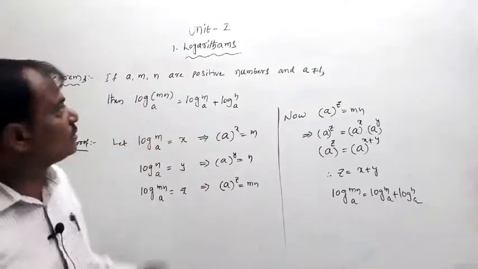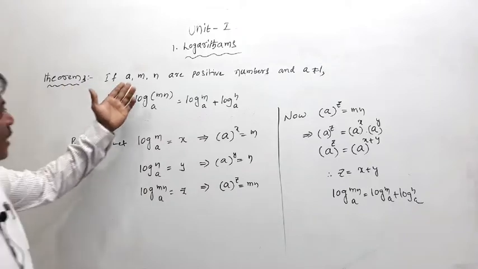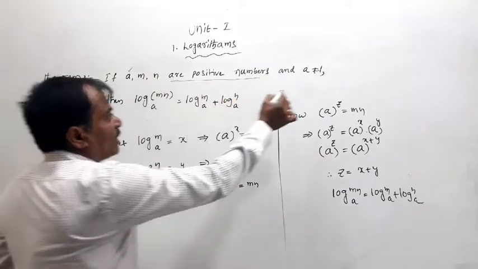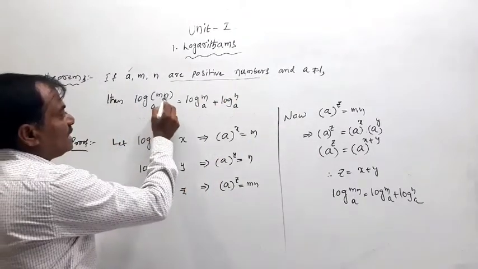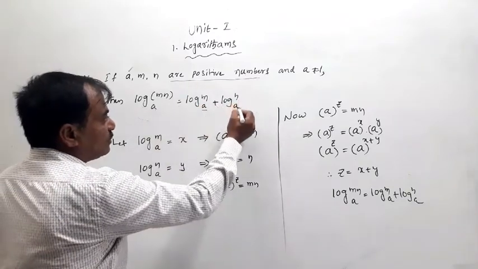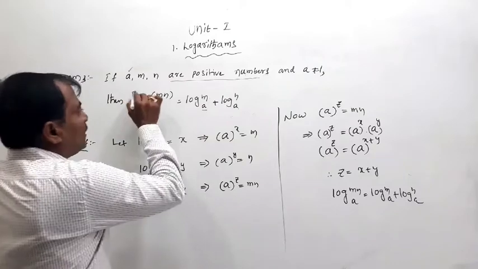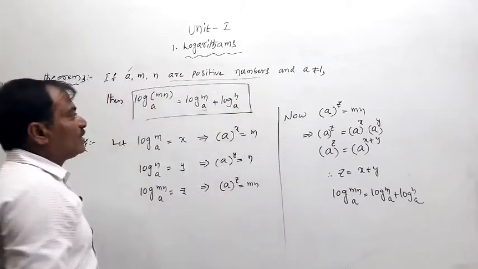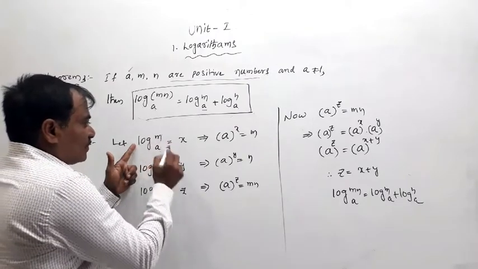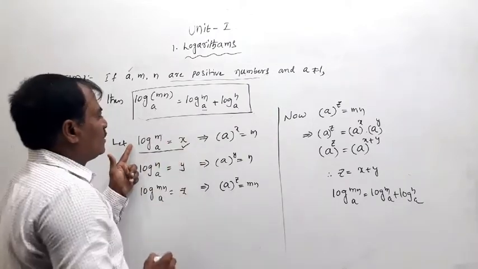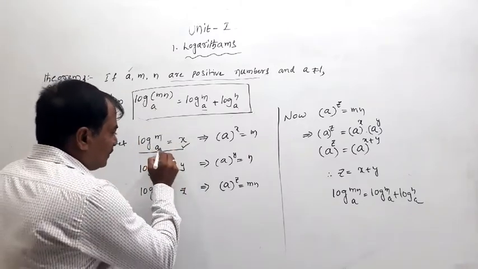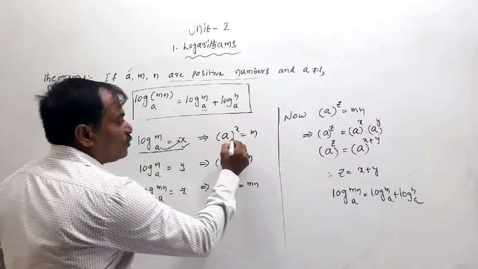Yeah, students, now this is the third property. If a, m, n are positive numbers and a is not equal to 1, then the logarithm of mn to the base a equals log m to the base a plus log n to the base a. Now this is the property. In order to prove this property, first we assume let log m to the base a equal x. So by the definition of the logarithm, a to the power of x equals m.